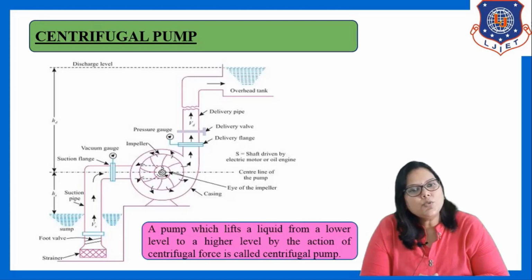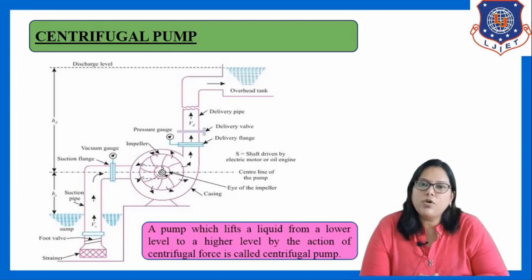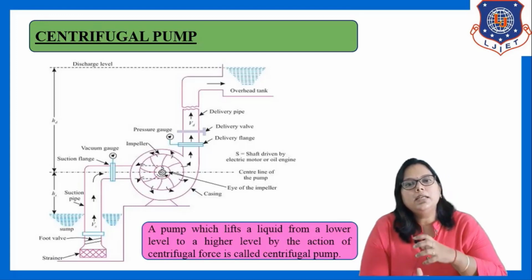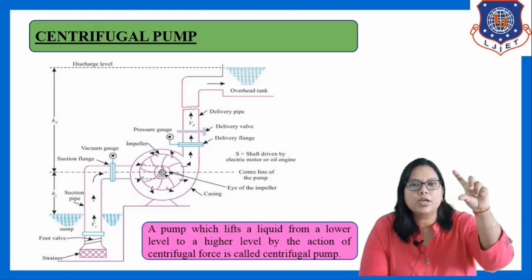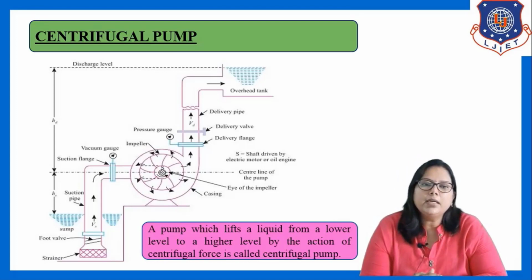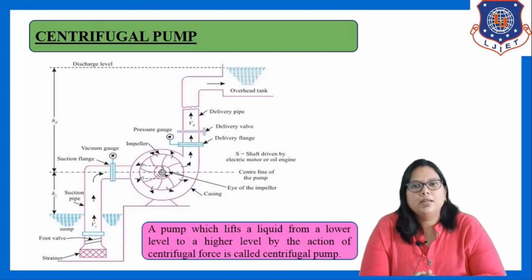The liquid is forcefully transferred to the delivery pipe and to the overhead tank. So in this way, with the help of the impeller, there is a production of high centrifugal force, and due to the high centrifugal force, there is a creation of pressure in the impeller, and due to that, the liquid is sucked from the suction line and transferred to the overhead tank. Fine. So in this way, the centrifugal pump works.